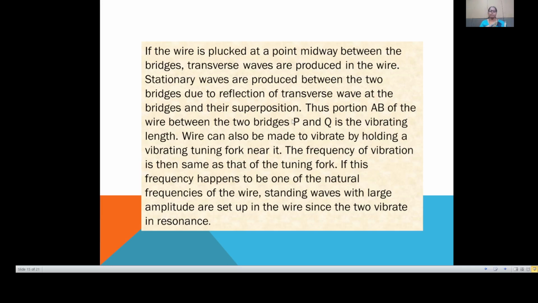The wire can also be made to vibrate by holding a vibrating tuning fork near it. The frequency of vibration is then the same as that of the tuning fork, if this frequency happens to be one of the natural frequencies of the wire. Standing waves with a large amplitude are set up in the wire since the two vibrate in resonance.